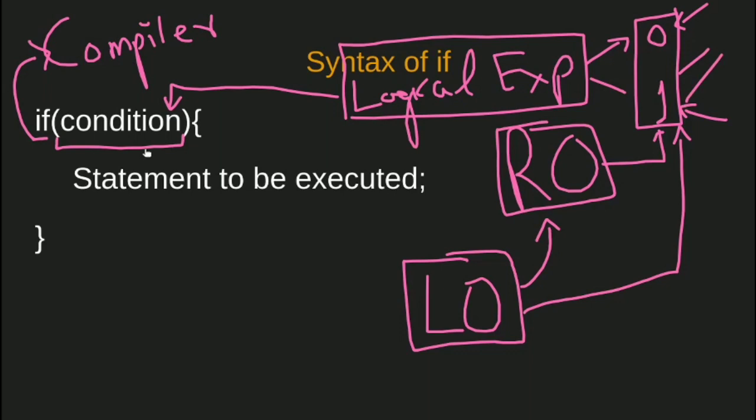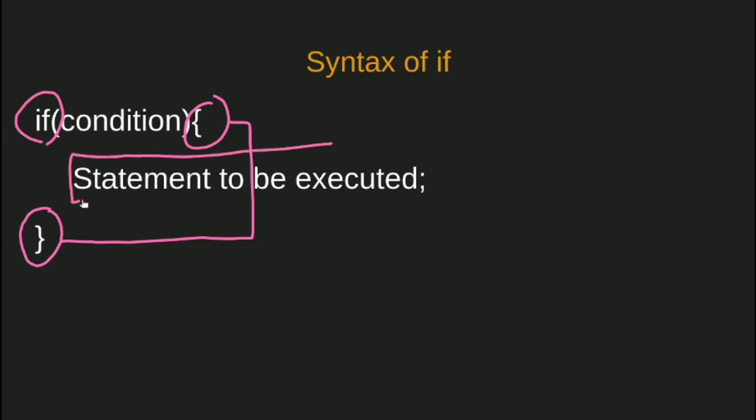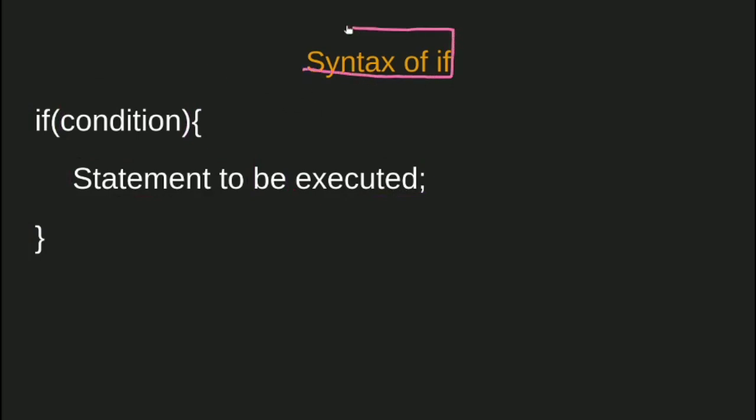So what this means is that we can make our condition by making use of a relational operator or a logical operator. And then we have an opening and a closing curly brace, which denote the block for our if statement, and it is within this block that we write our statement or a set of statements. And these statements will get executed only if the condition is true. Now that we understand the syntax of the if statement, let us see the if statement in action.